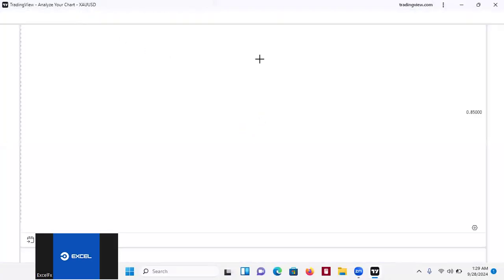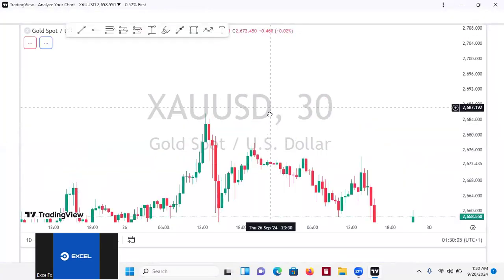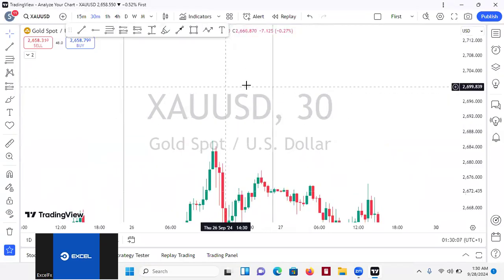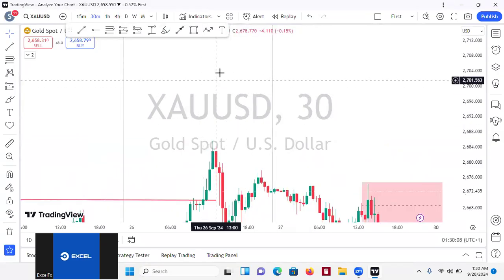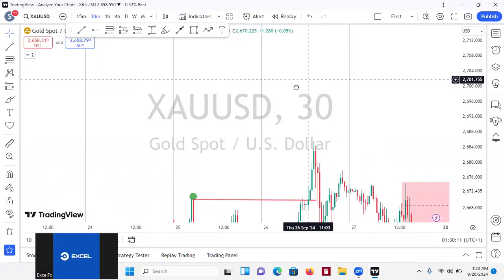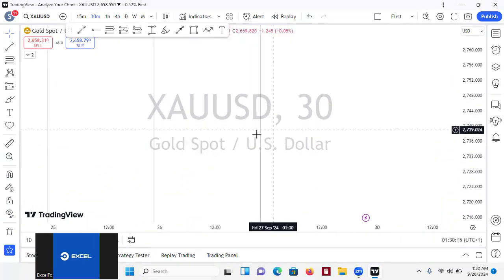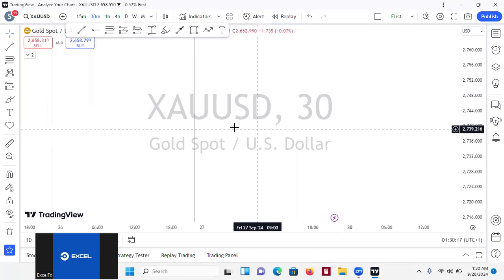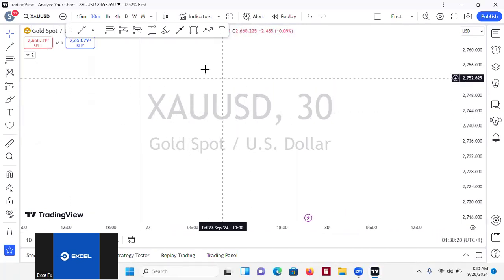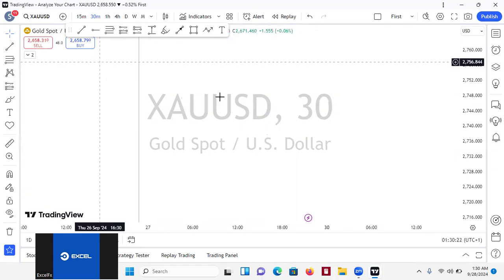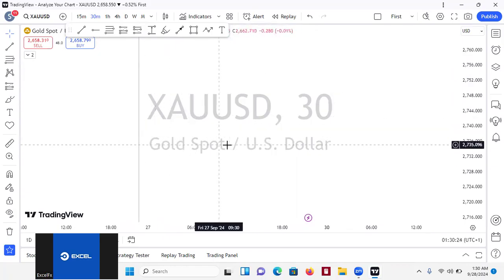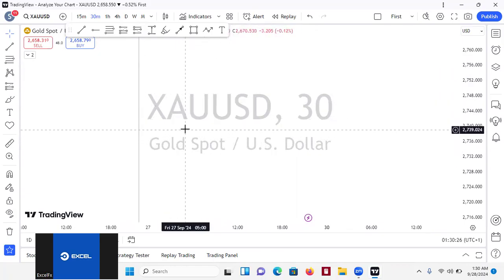We have the support and resistance, that's the rectangular tool. We have the trend line, the text, the Fibonacci retracement, the long positions, and a lot of other drawing tools that we have. So in this video, I'm going to walk you through how you can use all of these effectively.